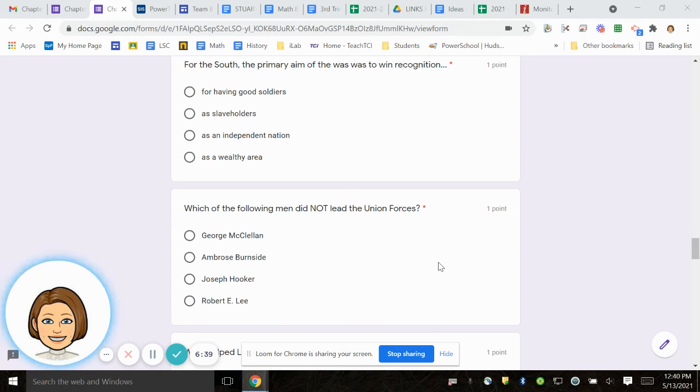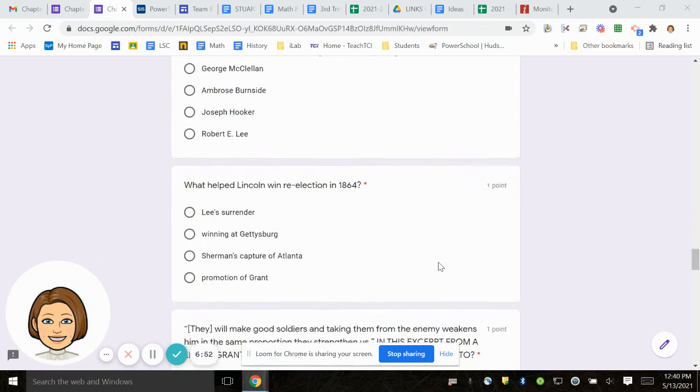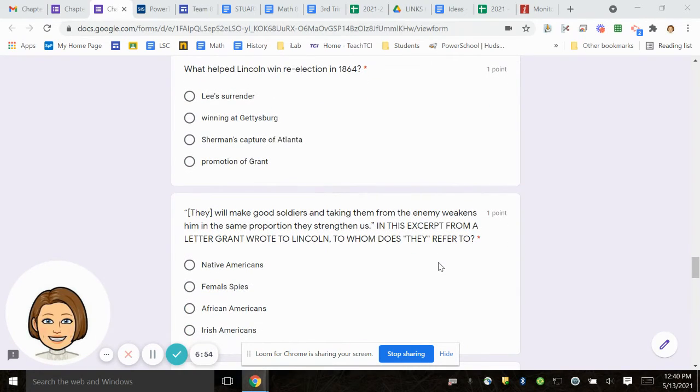Number 14. Which of the following men did not lead Union forces or the North? George McClellan, Ambrose Burnside, Joseph Hooker, Robert E. Lee. Number 15. What helped Lincoln win re-election in 1864? Lee's surrender, winning at Gettysburg, Sherman's capture of Atlanta, promotion of Grant.